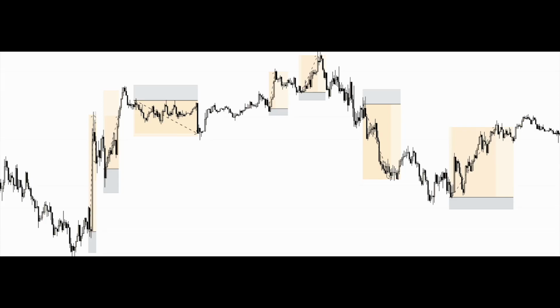Today we are going over GBPUSD, going over a few scalp and intraday trade setups using the Roguefx simplest trading method to date.